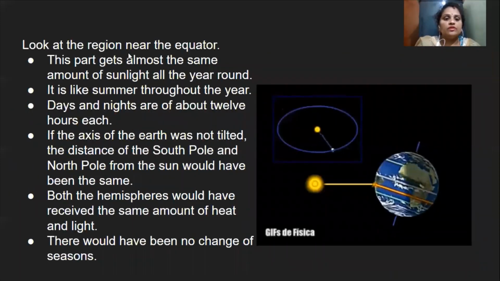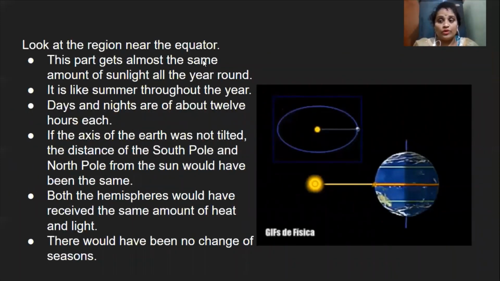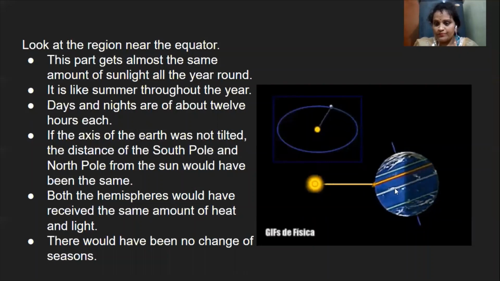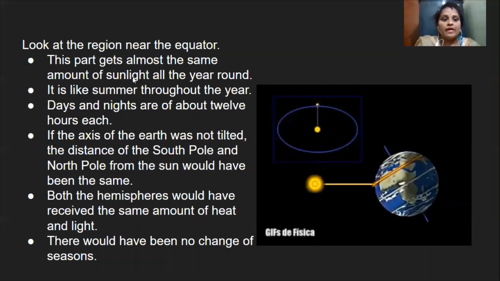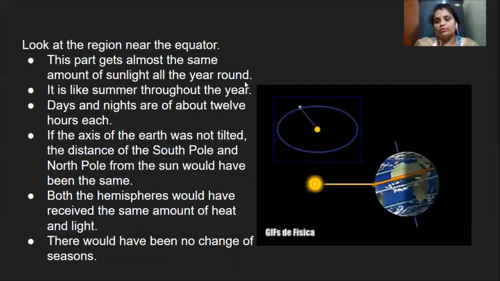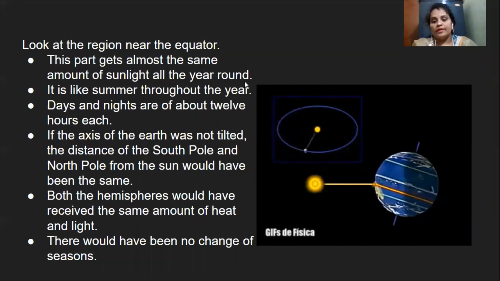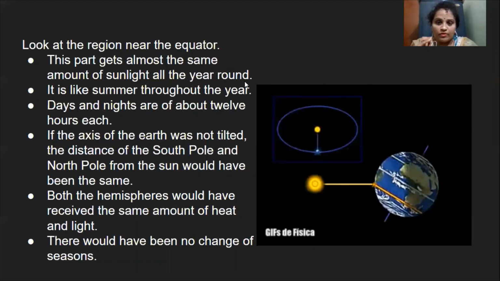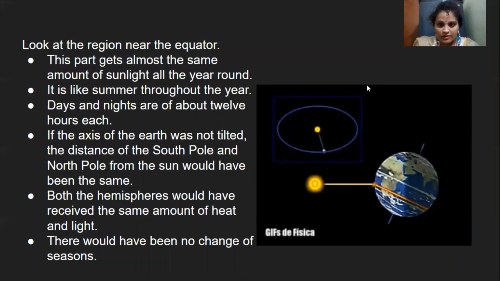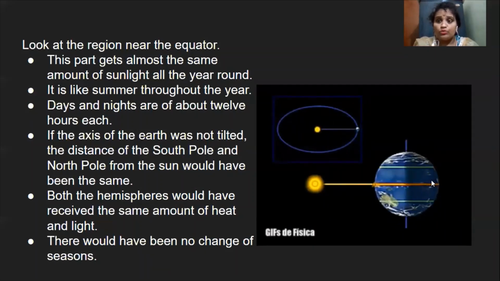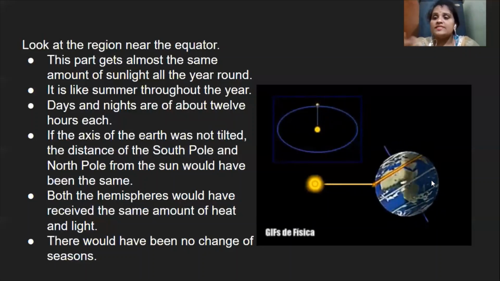Look at the region near the equator. Now we are going to discuss the region near the equator. This is our equator, and this part gets almost the same amount of sunlight all year round. So if you observe the equator, throughout the year it experiences summer season.